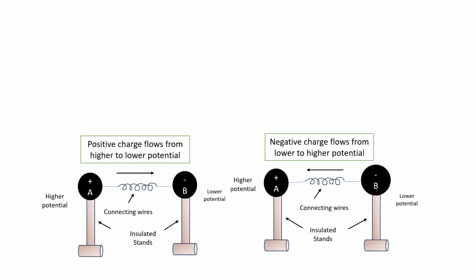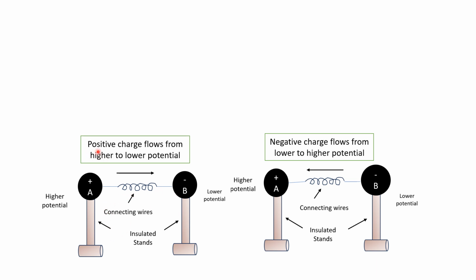Now, here I have shown a setup. You can see that this is a metallic body whose name is A. It has plus charge and it is at a higher potential. This is B. It has minus charge and it is at a lower potential. These two bodies are connected by a conductor. This is the connecting wire.